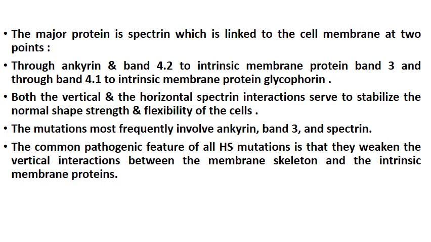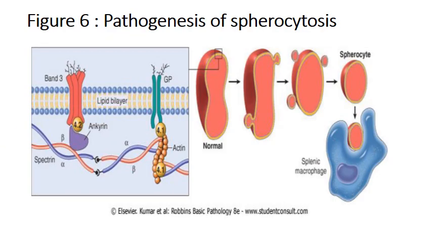Both vertical and horizontal spectrin interactions serve to stabilize the shape and flexibility of the cell. When there is a mutation, which mostly involves ankyrin, band 3 or spectrin, the most common feature of all hereditary spherocytosis mutations is that they weaken the vertical interaction between the membrane skeleton and the intrinsic membrane. This is the pathogenesis of spherocytes.